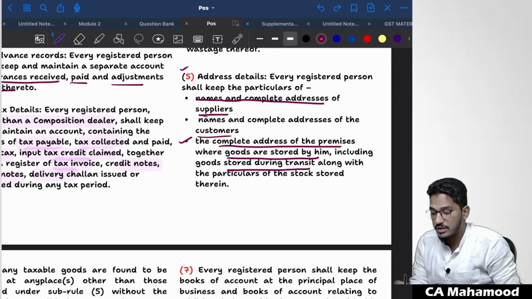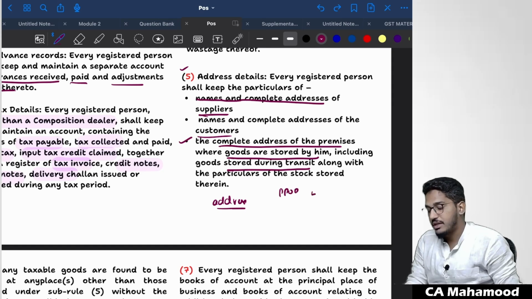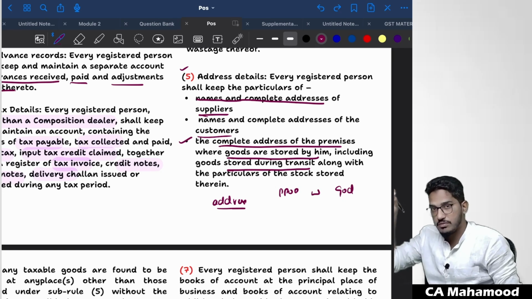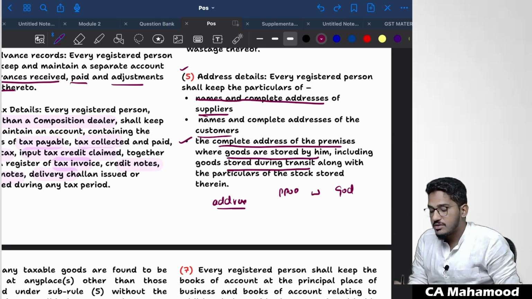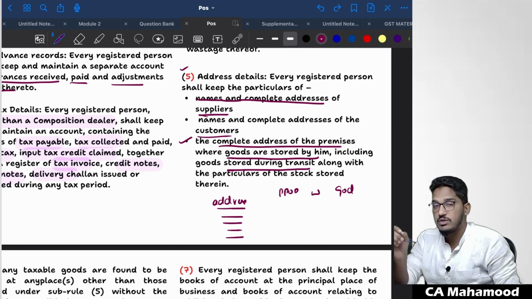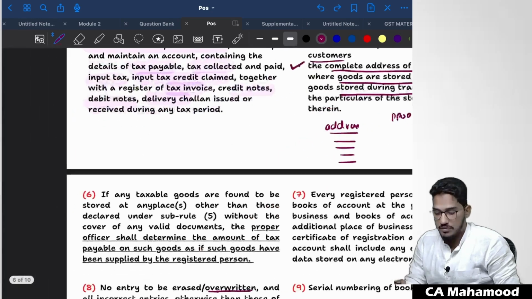You even have to maintain one register. In that register, you have to give the details of addresses of all the premises wherever you are keeping the stock. For example, you have a principal place of business, you have various warehouses, you have various godowns, and in some cases, when you are moving goods, you will keep the stock at the transporter's office for certain days. So wherever you are keeping your stock, you have to maintain one register at your principal place of business. In that register, you have to mention a list of the addresses of all the premises wherever you are storing your goods. Able to understand? So that register of address details of the premises where the goods are stored is also required to be maintained. That is what sub rule 5 of rule number 56 is saying.